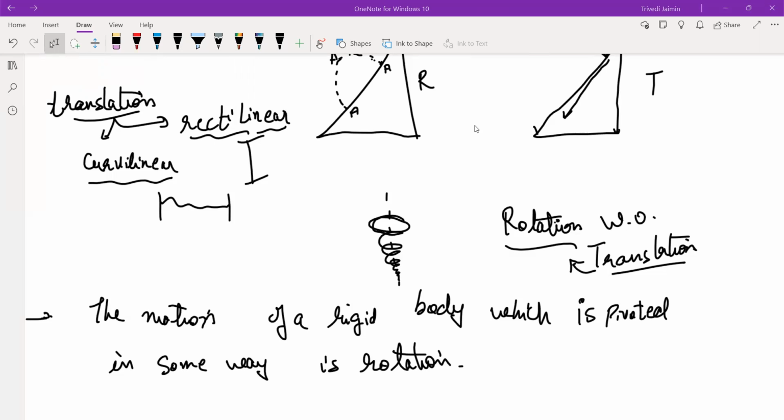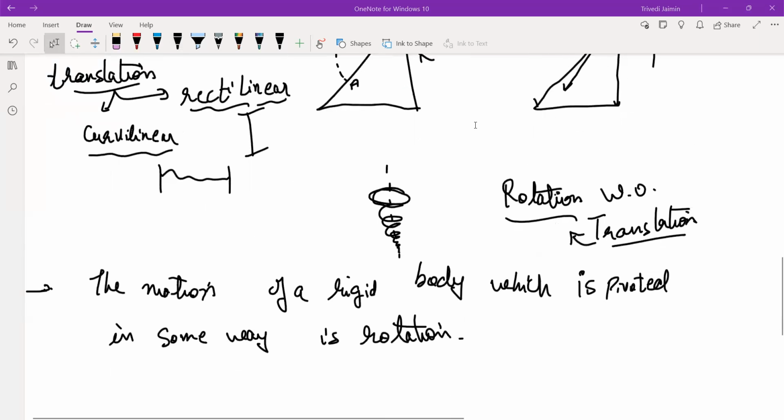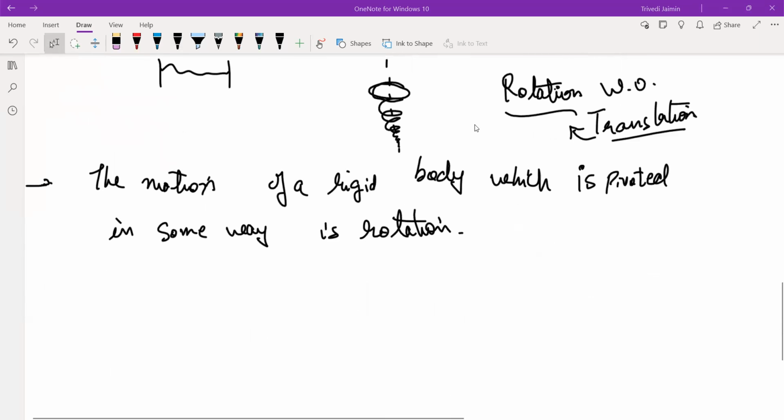Fine. Now, let's go with the chapter. We saw some basic idea about this rigid body. All rigid bodies have center of mass and center of gravity. So now, what is center of mass? Where the whole mass is concentrated in the body.